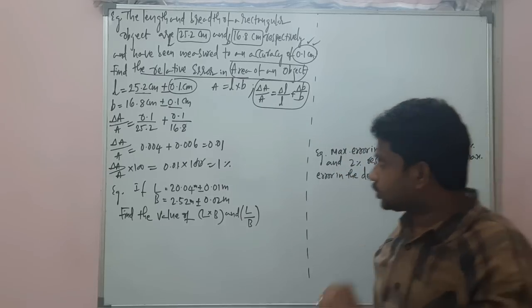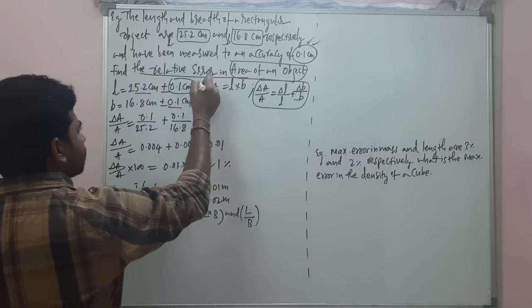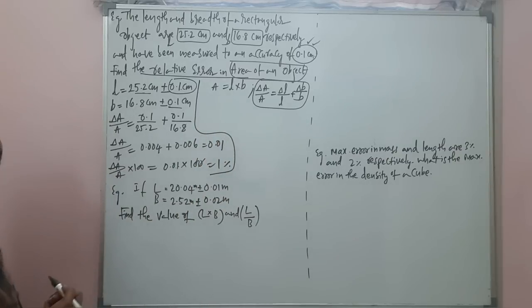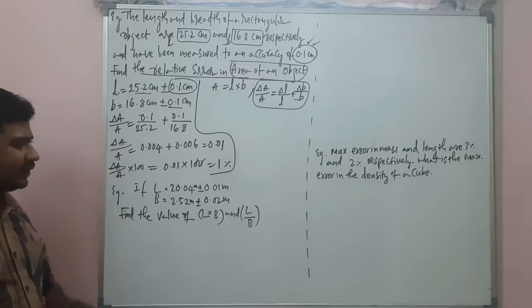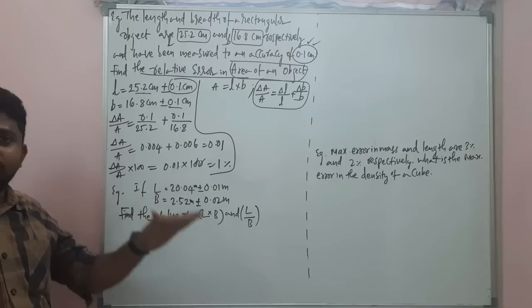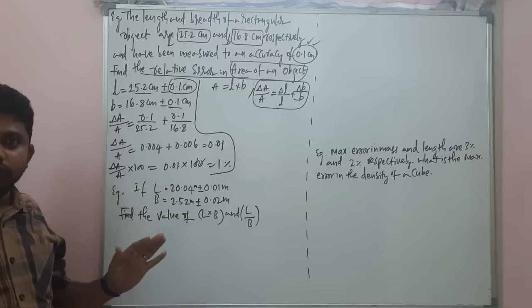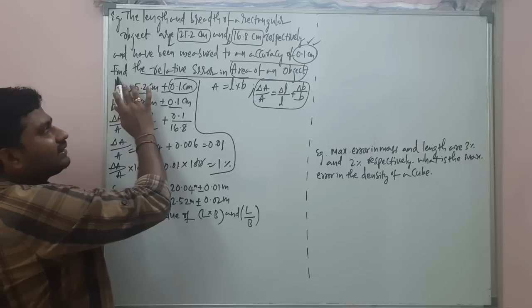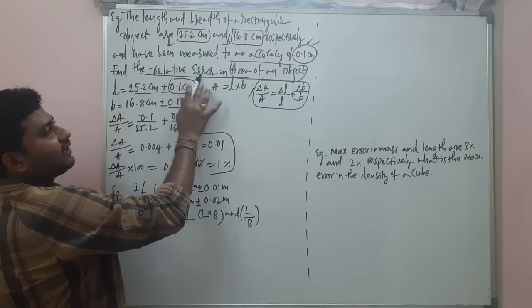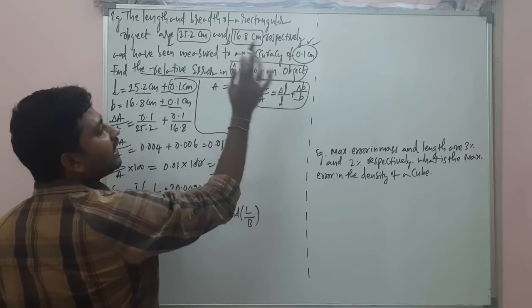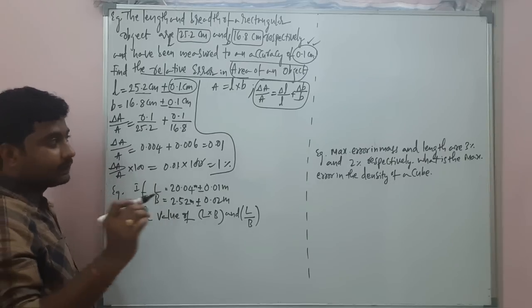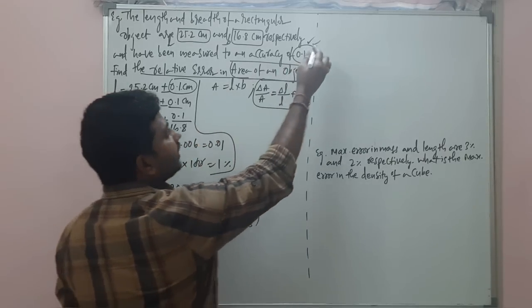Look here. Same question, carefully. This is the most interesting part of the question. Till here, whatever they have asked, that's done. Now, the question can be asked differently. Here they said find the relative error in the area of the object. But the question can be asked like this. See, I am writing here.